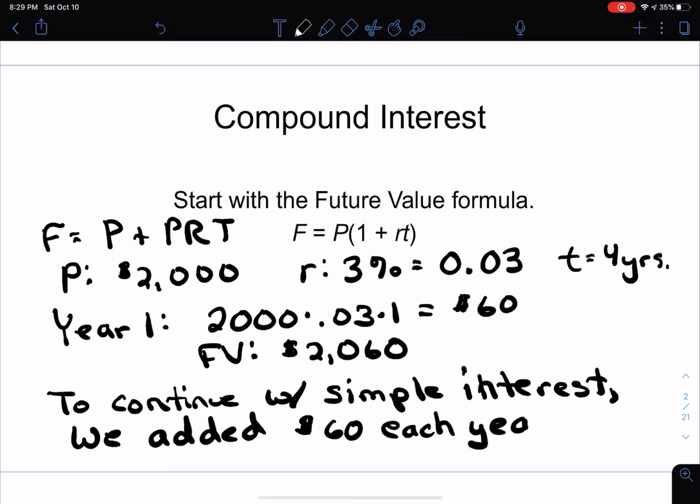But we don't want to do that with compound interest. We don't want to just figure out the interest for one time period and keep adding that same number. No, this is more exciting because we want to earn interest on interest. So with compound interest, what we would do in year 2 is rather than just add $60 again, we would see how much we have in the bank at that point, and we would compute our interest all over again.